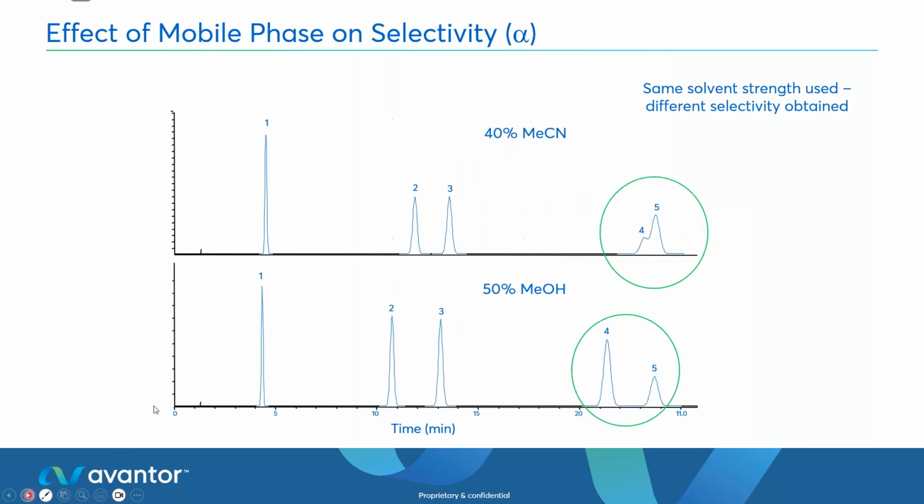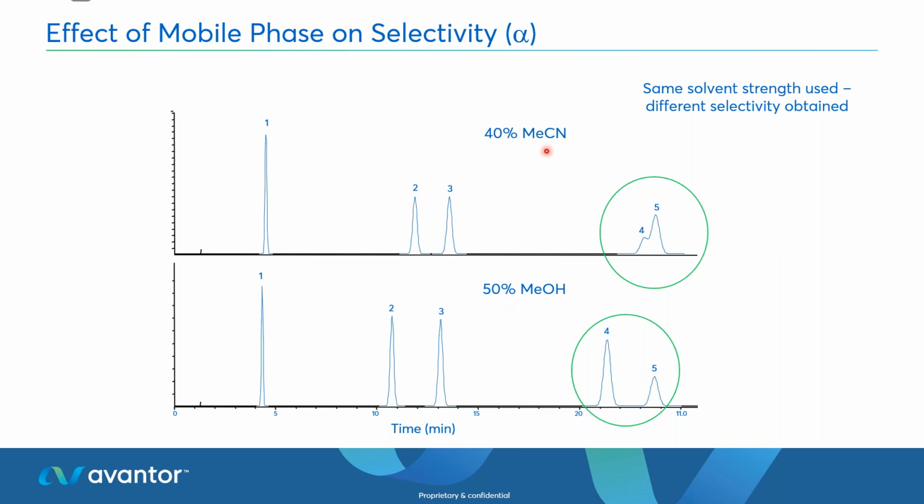So when you switch between methanol and acetonitrile, you match up the solvent strength. We tried this when there was an acetonitrile shortage, for example. We tried to move the methods onto methanol. So the equivalent of 40% acetonitrile is 50% methanol, which worked fine for peaks 1 to 3. Look at the difference in resolution between the final 2 peaks. It's a really massive change in alpha, change in selectivity.